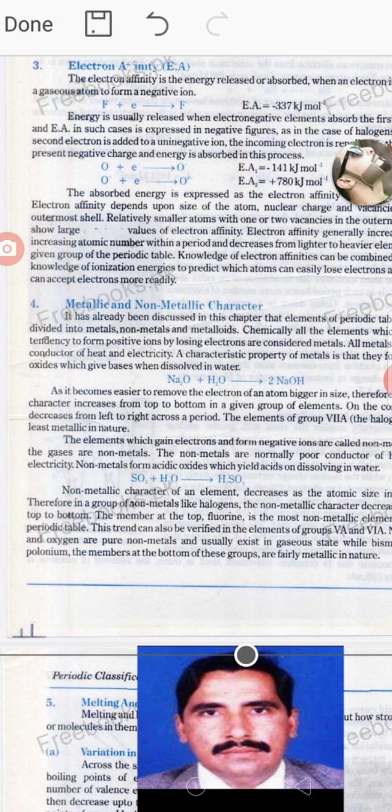For example, sodium oxide Na2O, when placed in water H2O, forms 2 moles of sodium hydroxide NaOH, also known as caustic soda. So it forms a basic solution. Sodium oxide forms a basic solution. So metal oxides are generally alkaline, basic in nature.